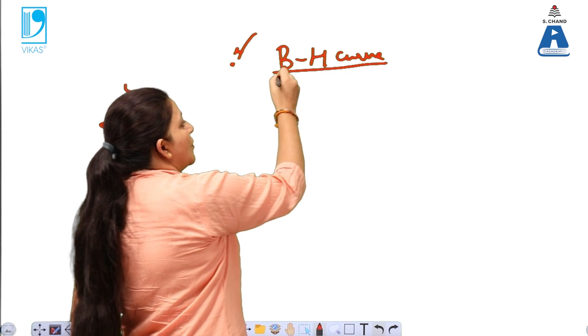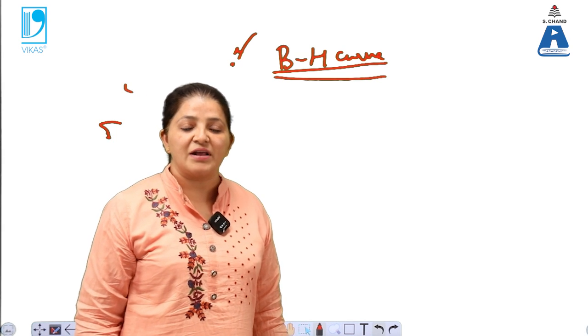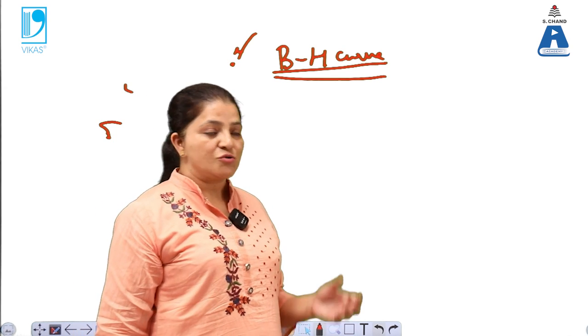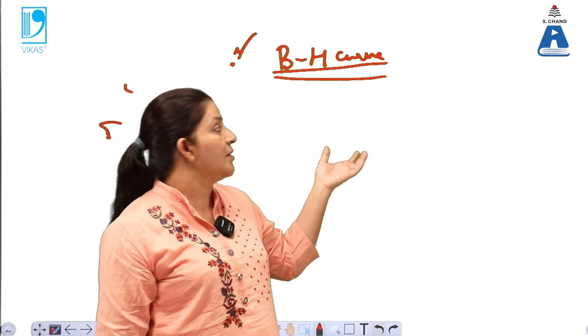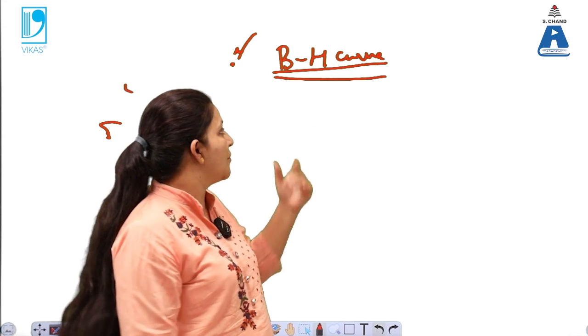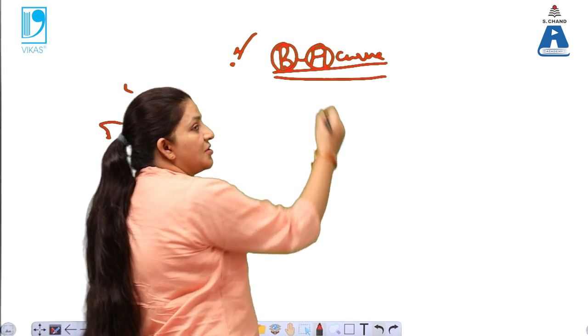So this is very important. By using the BH curve, we can calculate the efficiency of a transformer. In order to calculate the efficiency or performance of a transformer, the BH curve is very much important. Now what is B here and what is H here?